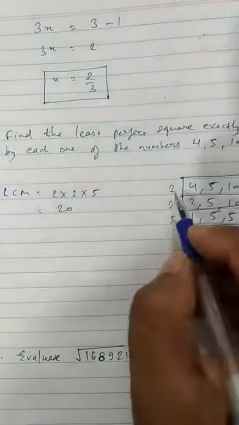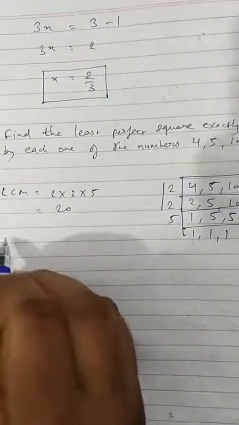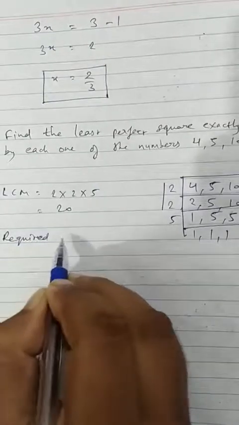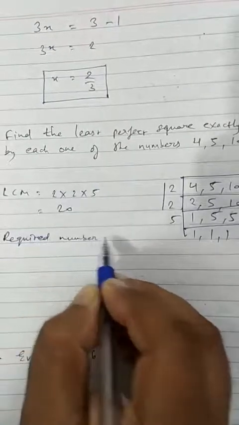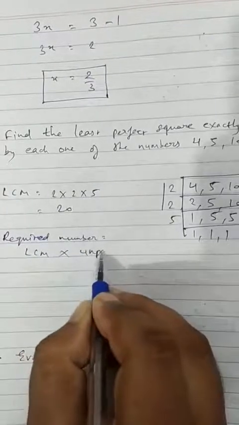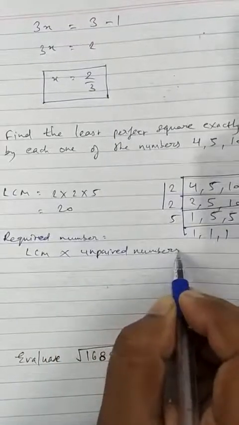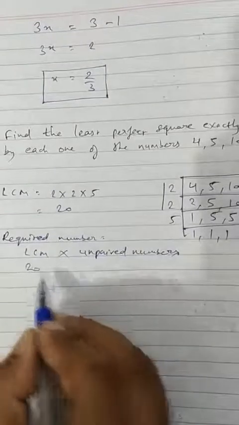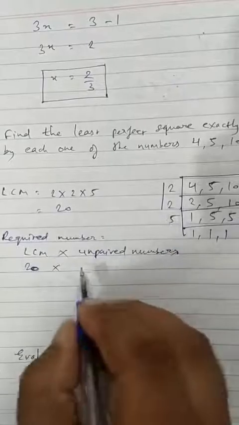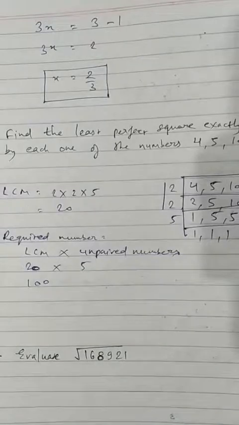We can see that this 2 and 2 are in pair, 5 is left alone, so the required number will be LCM multiplied by unpaired number. LCM is 20 and the number whose pair is not made, that is 5. So 20 times 5 gives you 100 and 100 is a perfect square number.